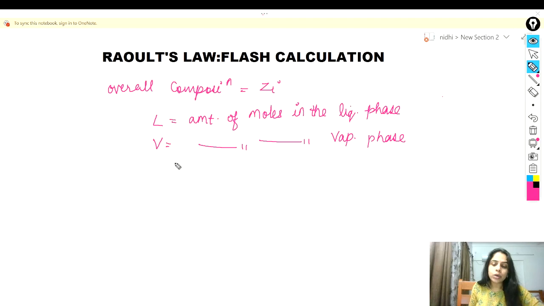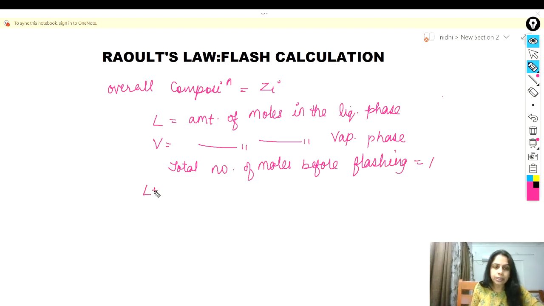Let the initial total number of moles before flashing be 1. So the total number of moles before flashing is equal to 1. So we can write L plus V is equal to 1, right? So this is the overall material balance.